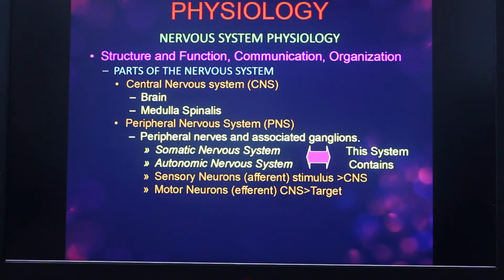The neurons that carry the stimulus from the sensory receptors to the central nervous system are called afferent neurons or sensory neurons. However, the neurons that carry the impulse from the central nervous system to the target are called the motor neurons.